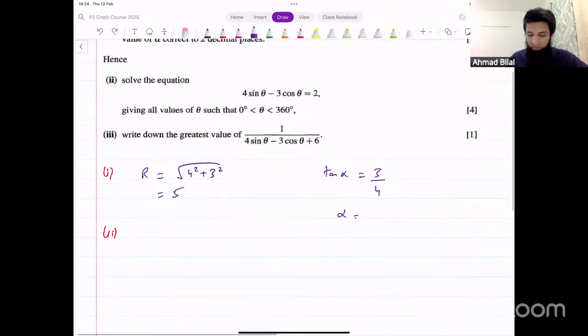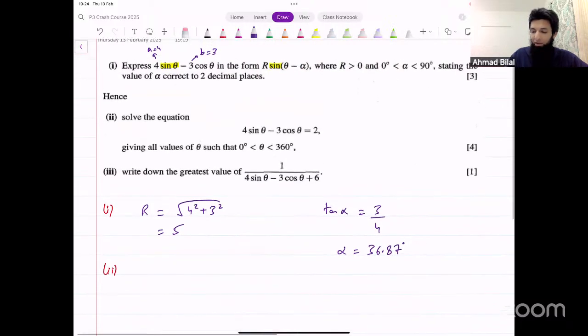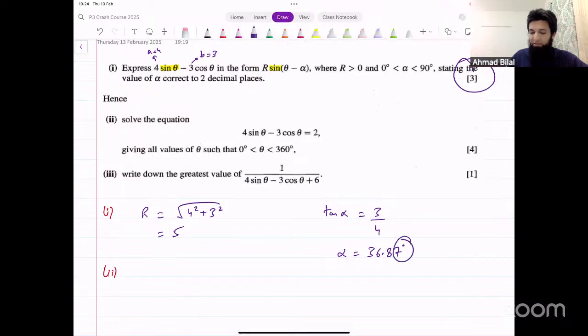36.87 degrees. Okay, 36.87. Make sure to round off the second decimal correctly. You can lose 1 mark because of that. So if it's 3 marks, if it's 8.7 and you write 8.6, they can deduct 1 mark for that because they want the answer correct to 2 decimal places, right?